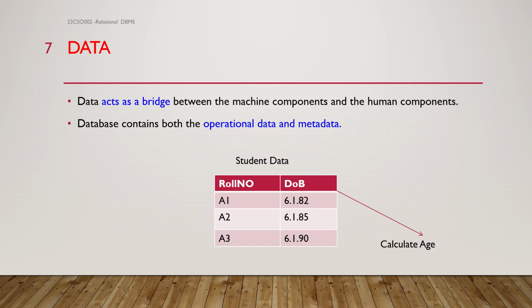Next one, data. Data acts as a bridge between the machine components and the human components. So a database can contain both the operational data and metadata. Metadata means data about data. For example, student data includes roll number and date of birth. Through this date of birth, we can easily calculate the age of all the students.